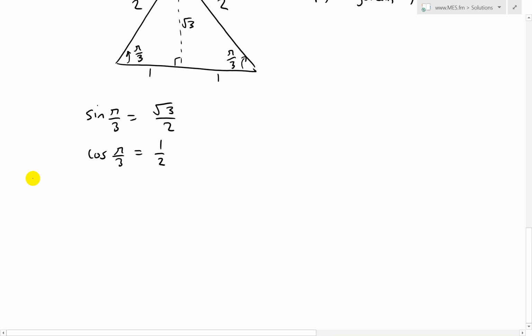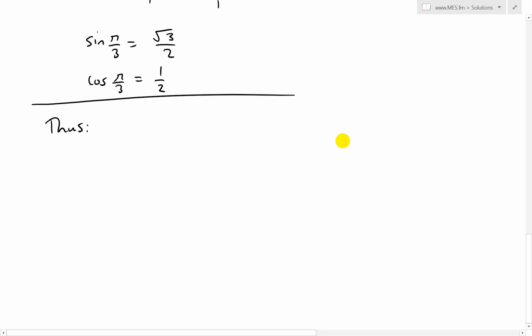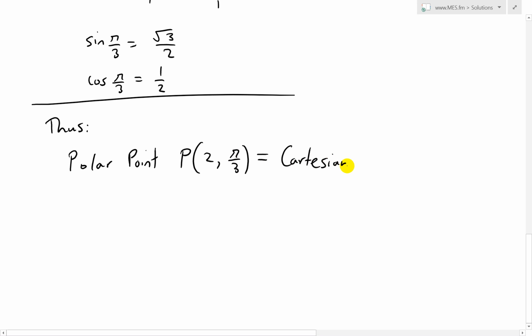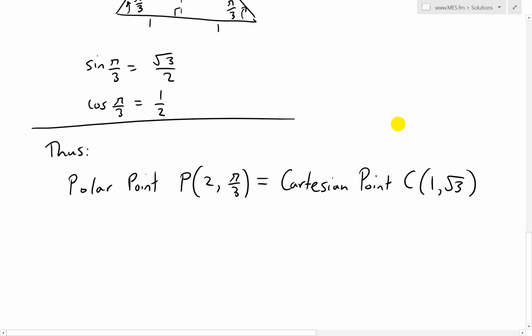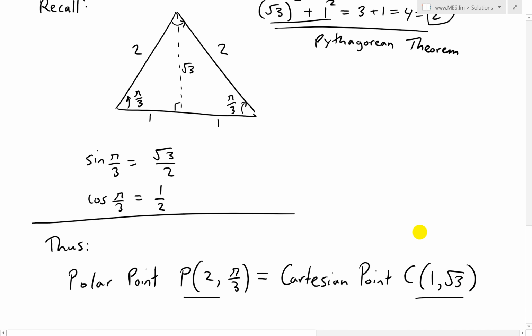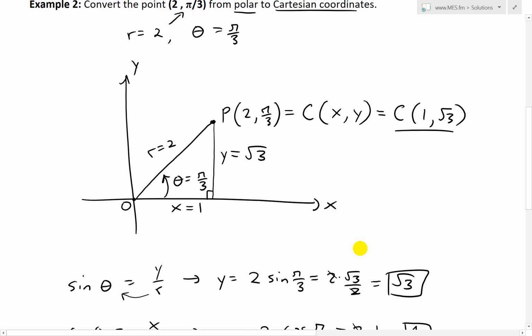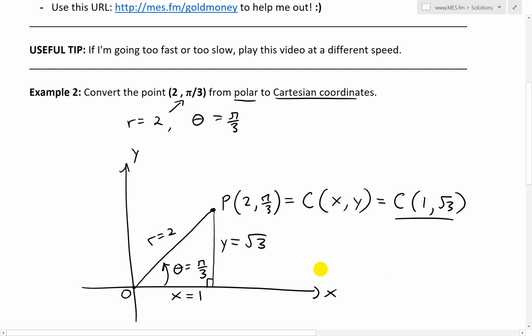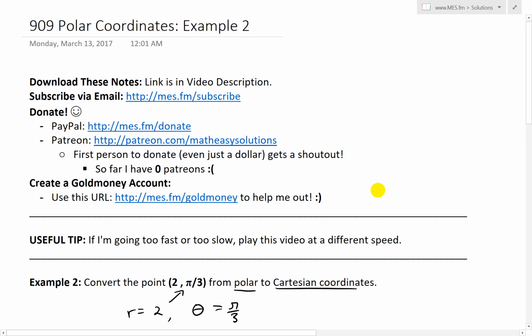So we can sum this up. The polar point P, which is 2 and pi over 3, where r is 2 and theta is pi over 3, equals the Cartesian point C, which is 1 and square root 3. These are the exact same point on the graphs of the different coordinate systems. The same point is equivalent in polar and Cartesian coordinates. That's how you can go about solving this and moving back and forth between Cartesian and polar coordinates.